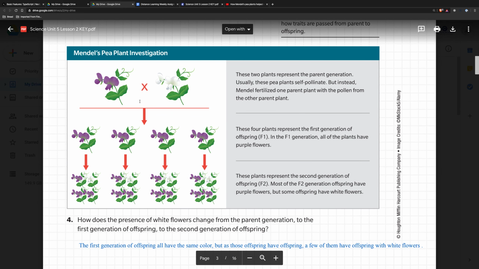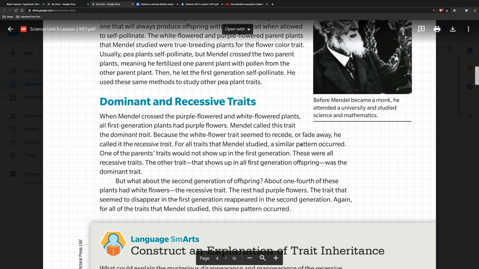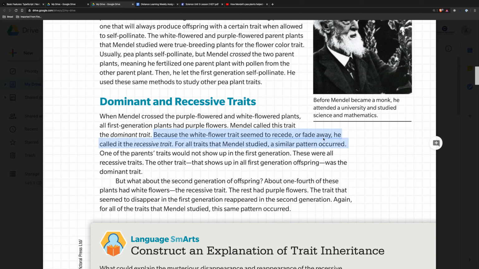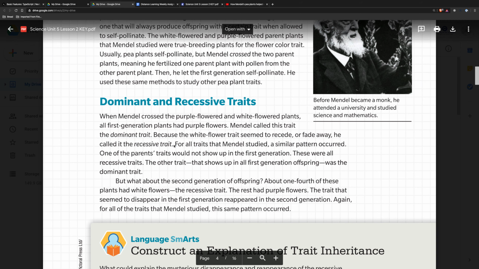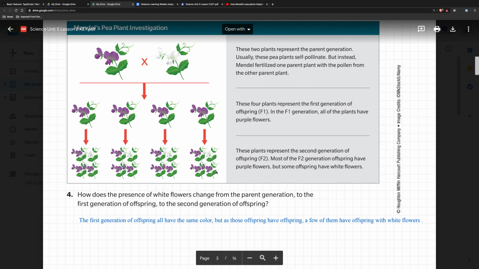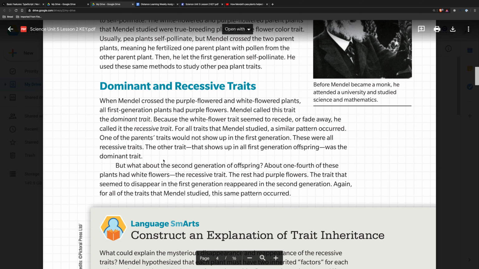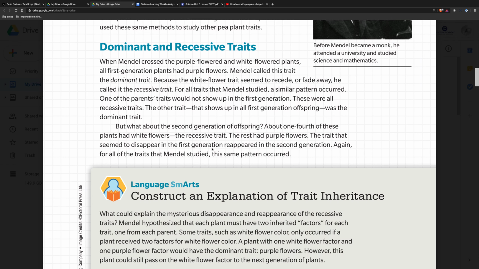So going up here, he crossed these with one another and they all were purple. And so he found that this trait, he called dominant. And because the white flower seemed to recede or fade away, he called it the recessive trait. So the white color was the recessive trait, meaning it seems to go away at first, or it doesn't happen as strongly. And he did this with other things like the pea colors, and he always found that there's a dominant and a recessive trait.